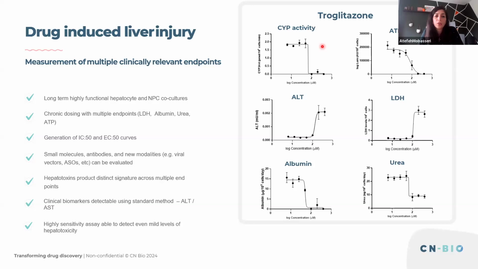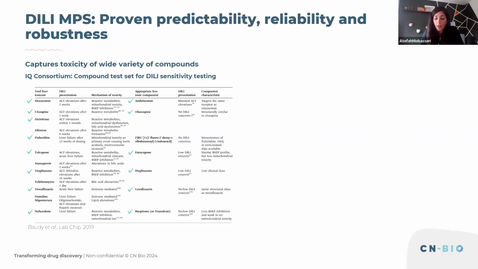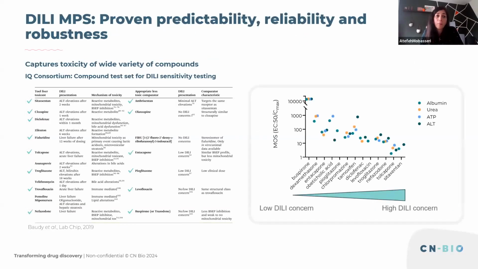So we can also include ALT and AST, and we see the toxicity of this compound in vitro. And this is not only for troglitazone. We measured and added different compounds. There is the IQ Consortium, the Innovation and Quality Consortium. This is between several big pharmas that published a way to test DILI sensitivity and different compounds to be used for this sensitivity test.